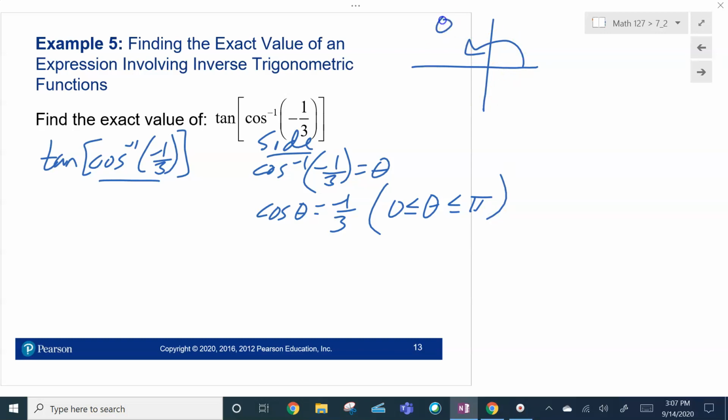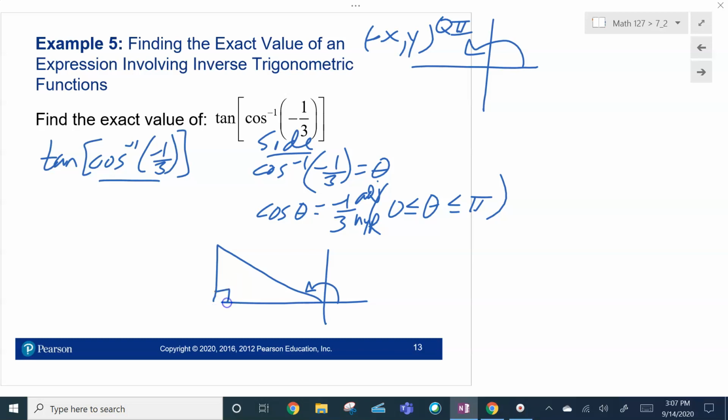If the cosine's negative, I have to be in quadrant 2, right? That's where my x's are negative. So cosine theta, draw that, and remember that's adjacent over hypotenuse. When I draw this into quadrant 2, for my theta using the reference angle theta prime, since it's right triangle trig, it is adjacent over hypotenuse. Go ahead and solve for b, the remaining side.